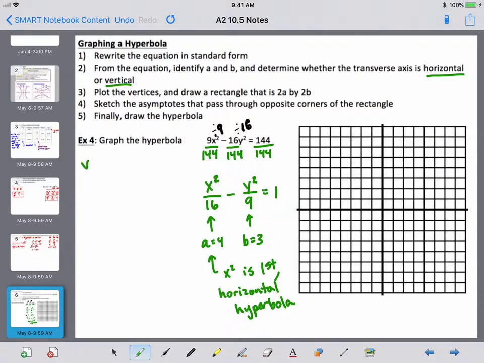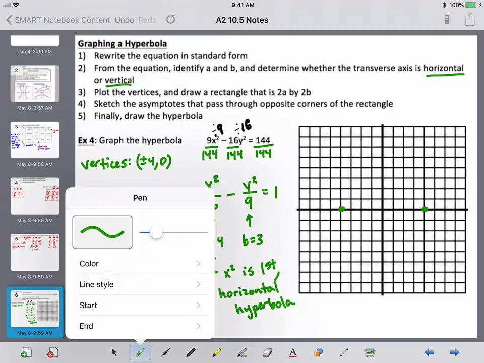Now we're actually just going to plot the vertices. So our vertices are always coming from that value for a. In this case, it's going to be positive or negative 4, 0. So we go right 4, there's one vertex, and left 4, there's the other.